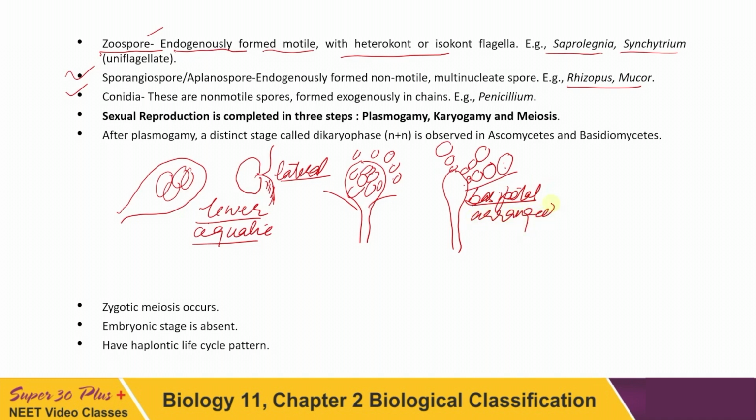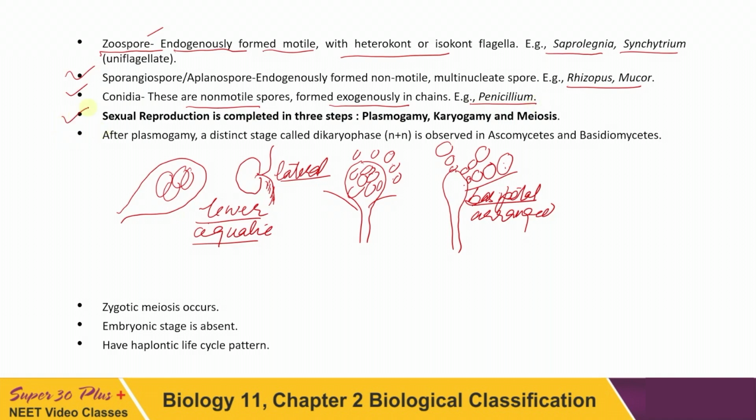What is this? Basipetal arrangement. Can you identify? Zoospore is motile, endogenous. Sporangiospore is non-motile, endogenous, while the conidia is non-motile, and a chain is produced. These conidia are non-motile, formed exogenously outside, as in the case of Penicillium. Is it right?